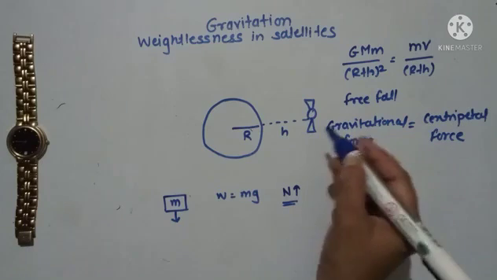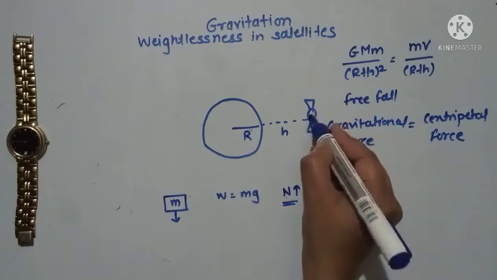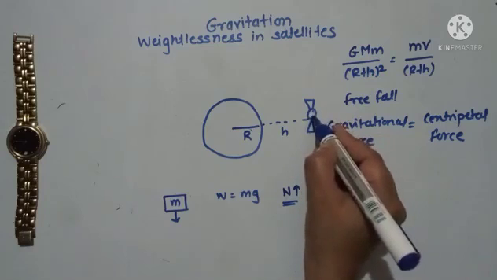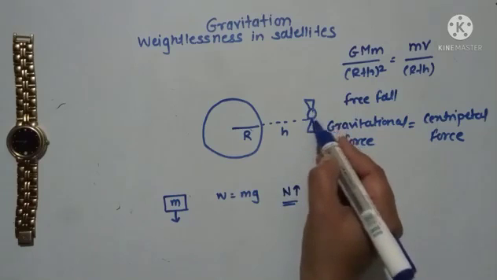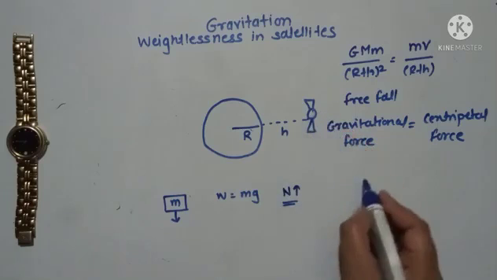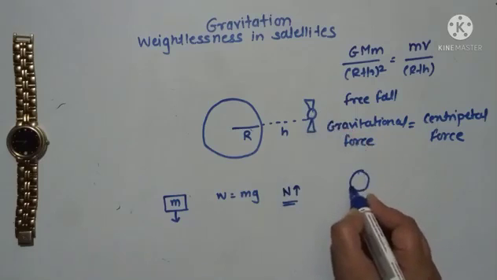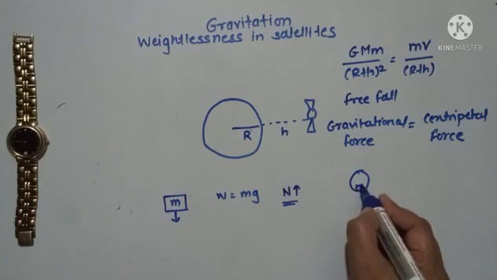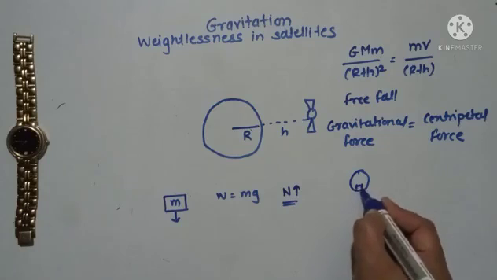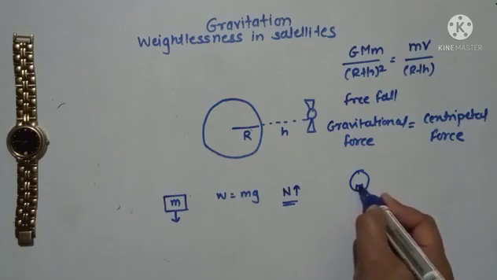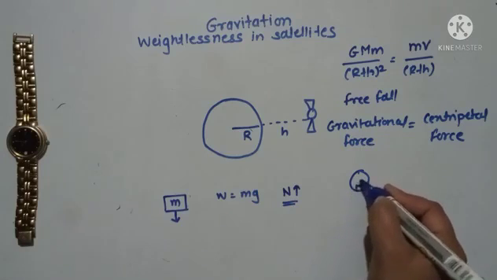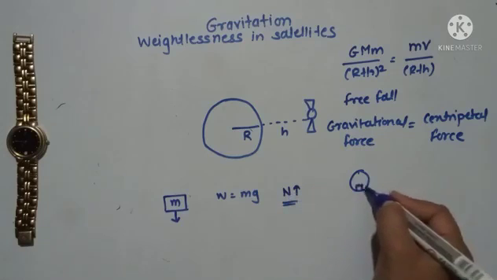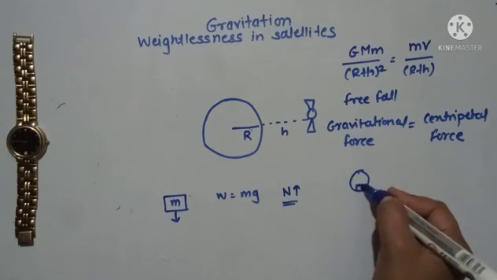In this case, if there is any object inside this satellite, the normal reaction is not exerted by the satellite surface on that object. Now see, this is the satellite, and inside it there is an object, so the normal reaction is not exerted by the surface of the satellite on this object. Therefore this object will not feel that normal reaction, and it will feel weightlessness inside.